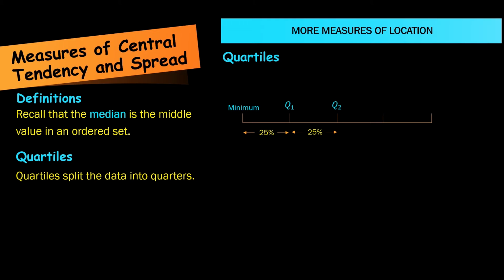25% more, or 50% along, we have Q2. This is the median value, and the median is halfway through the data, and it splits the data into two equal parts. Then 75% along from the minimum, we have Q3. This is the upper quartile, or the third quartile. It is 3/4 of the way through the data. And 100% along, or 25% more along from Q3, we have the maximum.